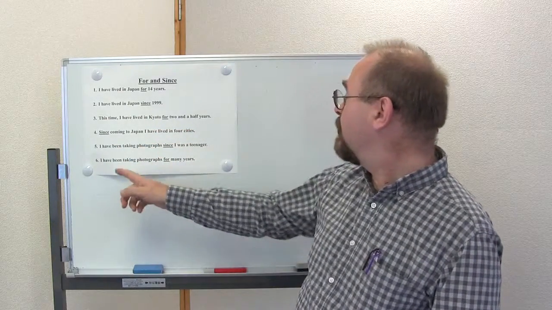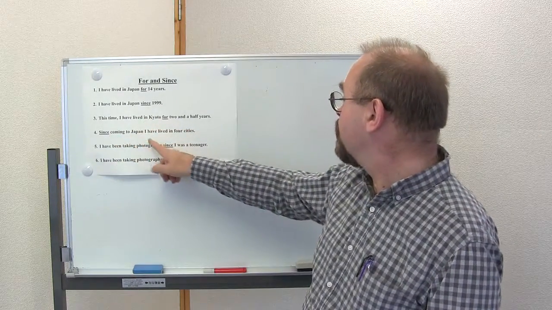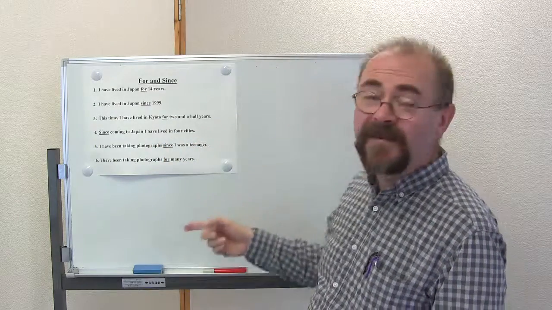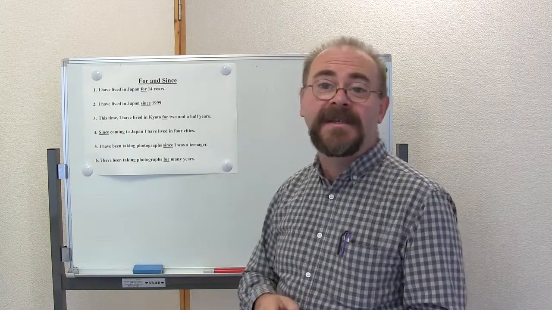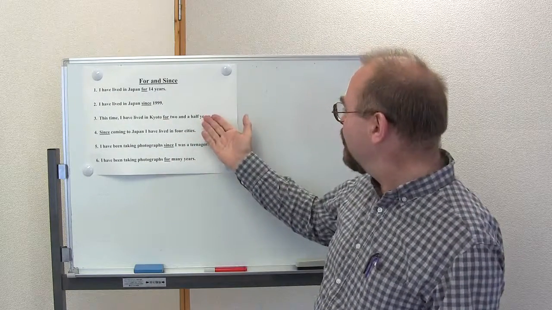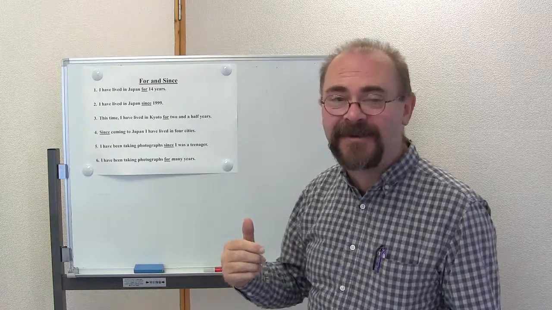I could also say, since coming to Japan, I have lived in 4 cities. So from beginning to live in Japan, I've lived in 4 cities. So at first I lived in Kawasaki City, then I moved to Kyoto, then I moved to Osaka, then I moved back to Kyoto, then I moved to Hirakata City, and 2.5 years ago I came back to Kyoto.